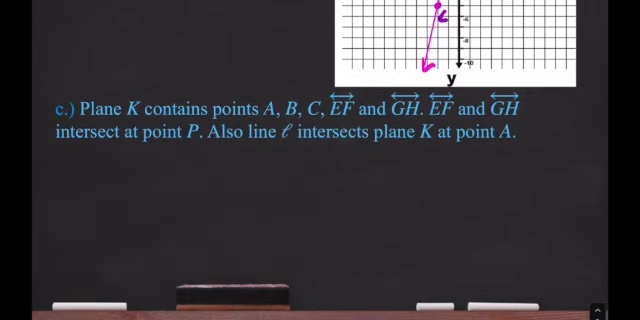Moving on, part C. We have plane K contains points A, B, C, line EF, and line GH. Remember, these symbols represent what's going on. We also know that line EF and line GH intersect at point P, so we have intersecting lines. Also, line L intersects plane K at point A.